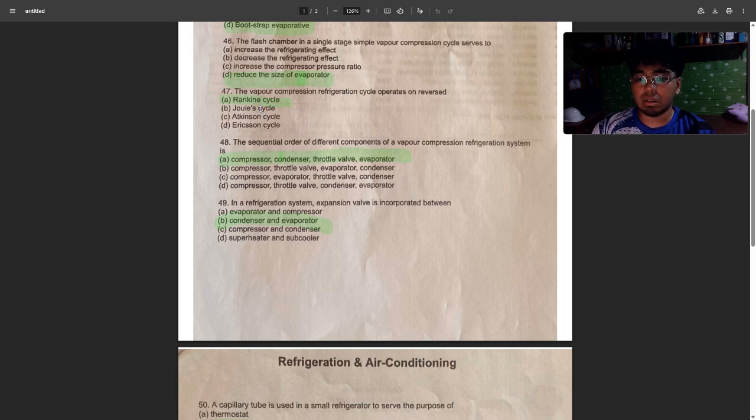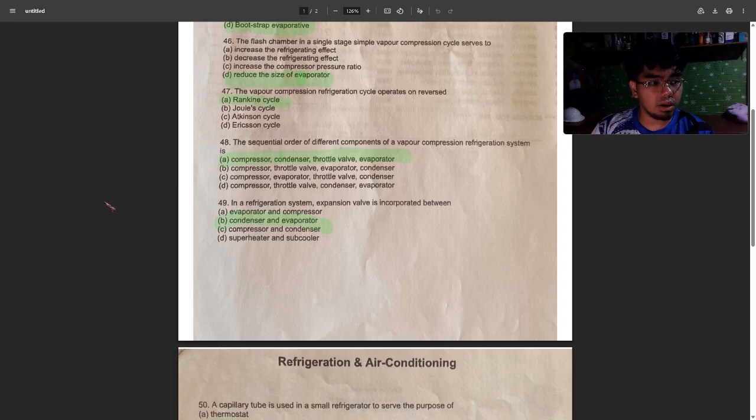Next, the vapor compression refrigeration cycle operates on reversed A. Rankine cycle, B. Joule's cycle, C. Atkinson cycle, or D. Erickson cycle. For this problem, it's letter A. Rankine cycle. So I will explain.